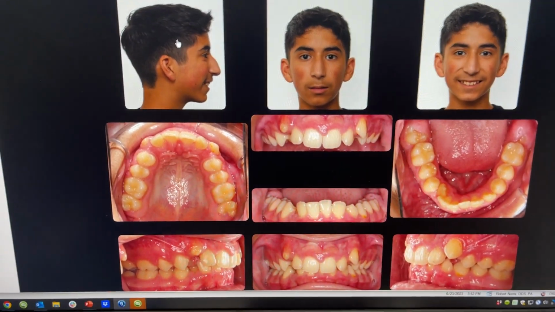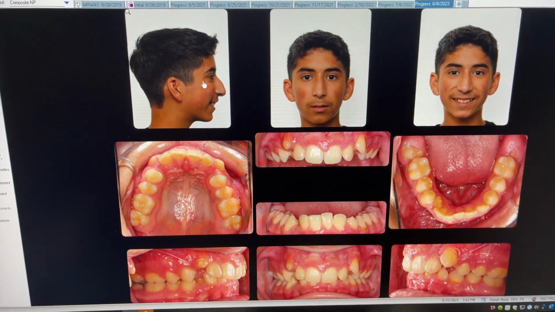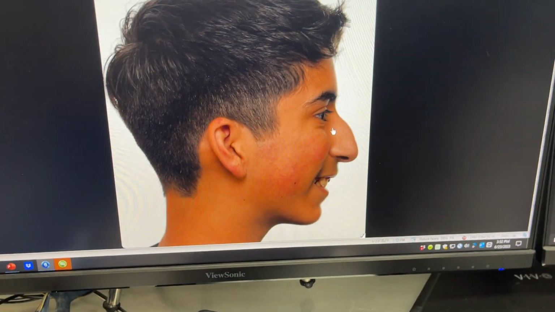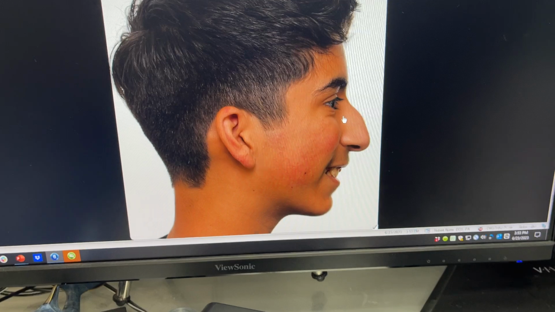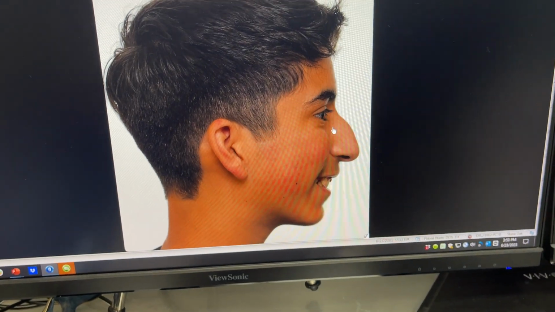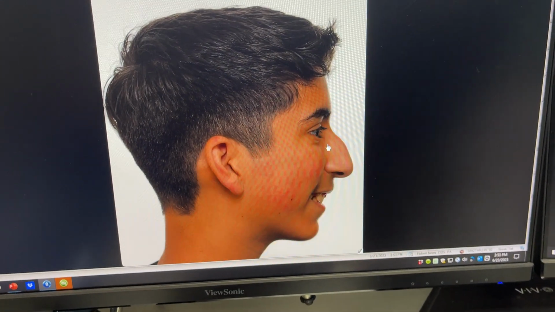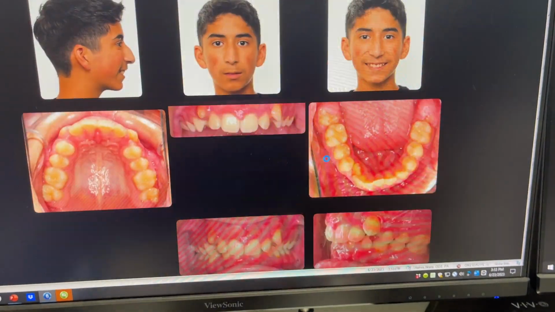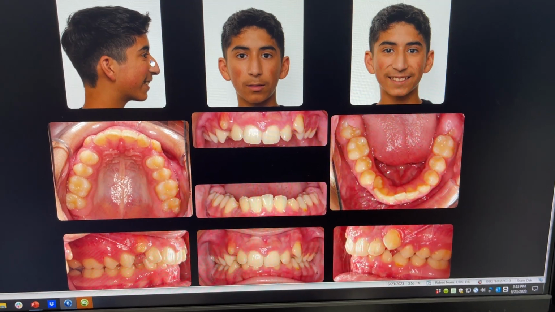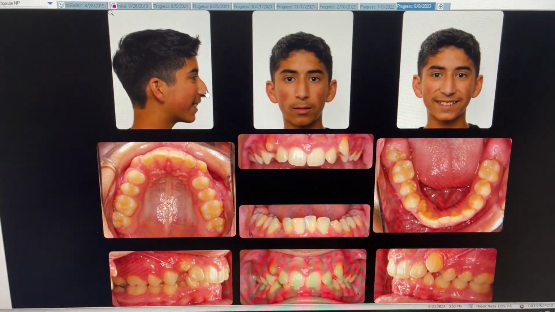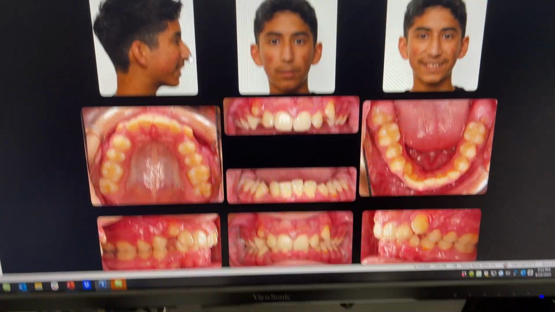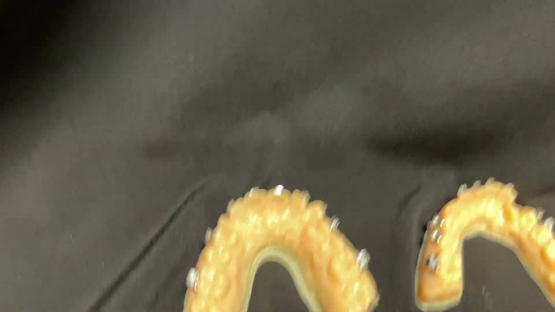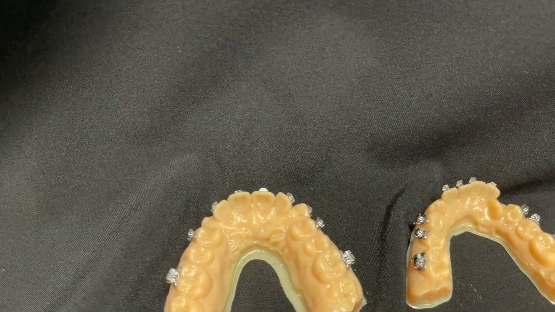We can also see that the torque on his maxillary incisors is not ideal. They're fairly retroclined. So this is going to be a nice case which is going to give him some more lip support, and he needs it with the nose that he's got, a fairly prominent nose. So that's where we're going to be starting here on this class 2 division 2 deep bite patient.